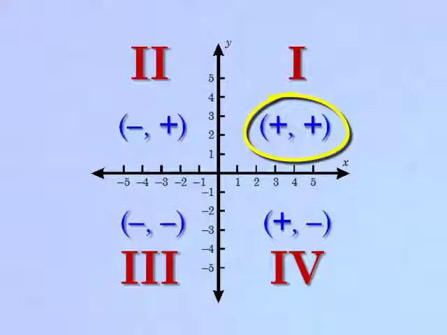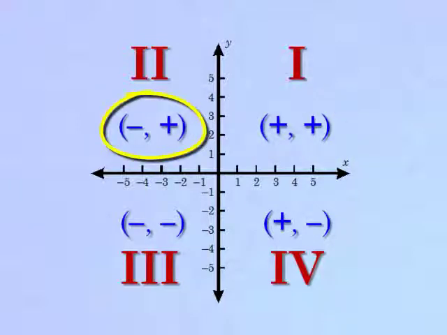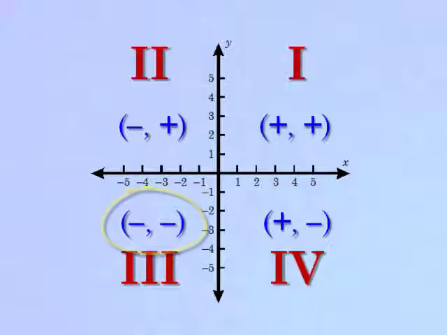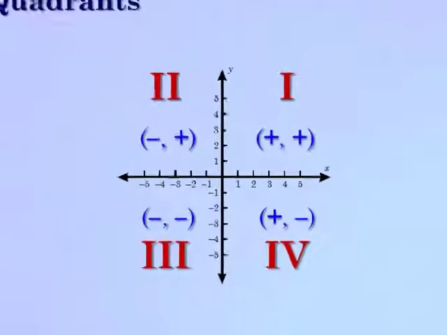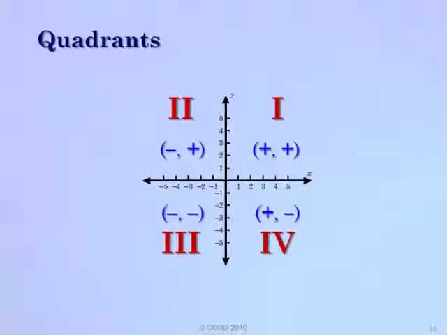Quadrant 1 is plus and plus. Quadrant 2 is negatives and positives. Quadrant 3 is both negatives. And quadrant 4 is positive and negative. Now you don't really have to memorize this, but it'll become very useful to you as you begin to make your own graphs to realize that there are certain quadrants of the Cartesian coordinate system that have positive and negative values.